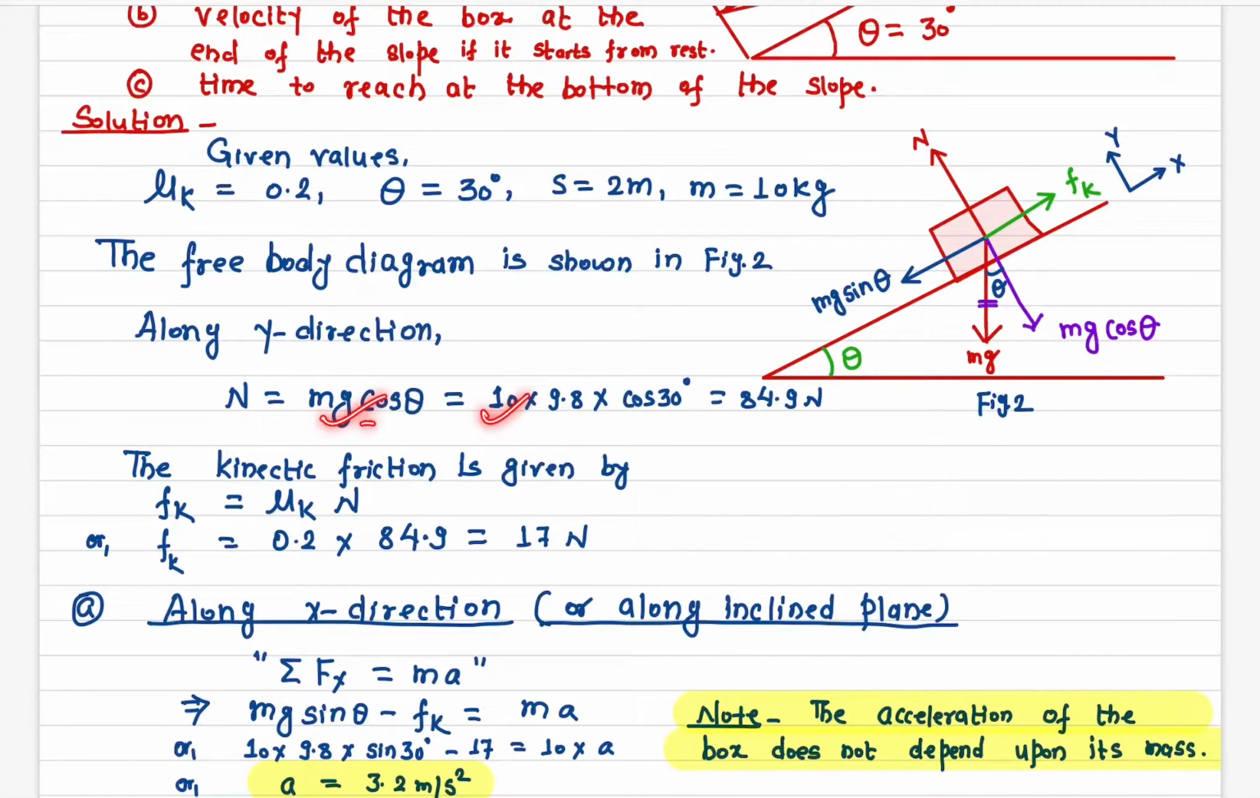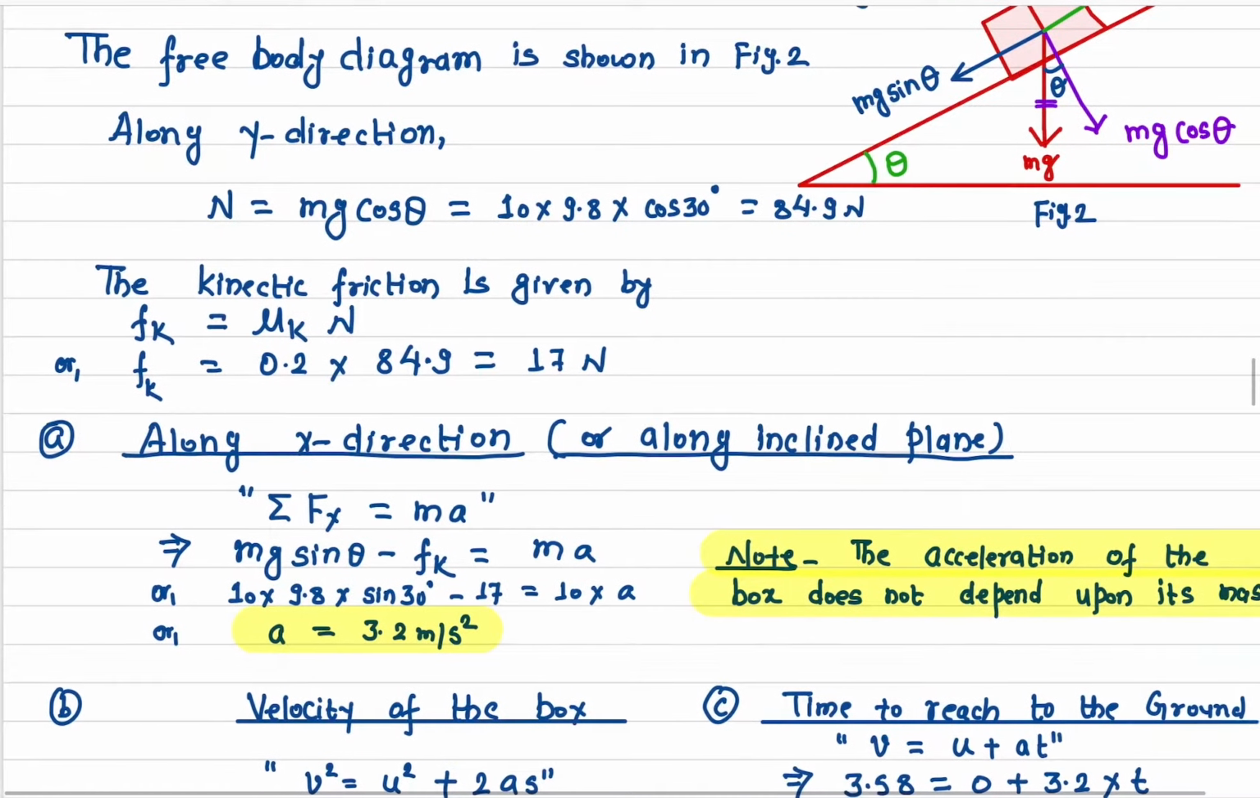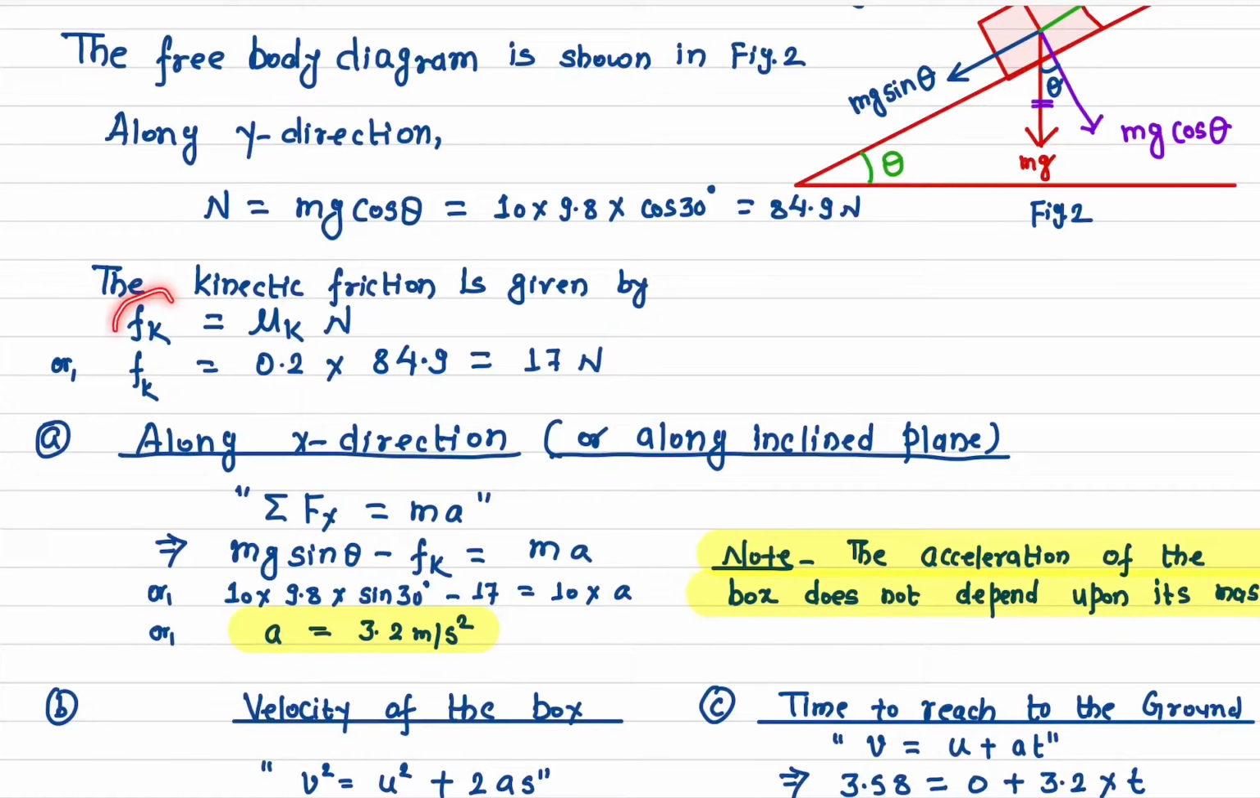The mass is given as 10, the g value is 9.8, and theta is 30 degrees. Plugging these values in gives me the normal force to be 84.9 Newton, or 85 Newton. The kinetic friction is given by Fk equals mu k times N. This is the equation for calculating the kinetic friction, or the friction force.